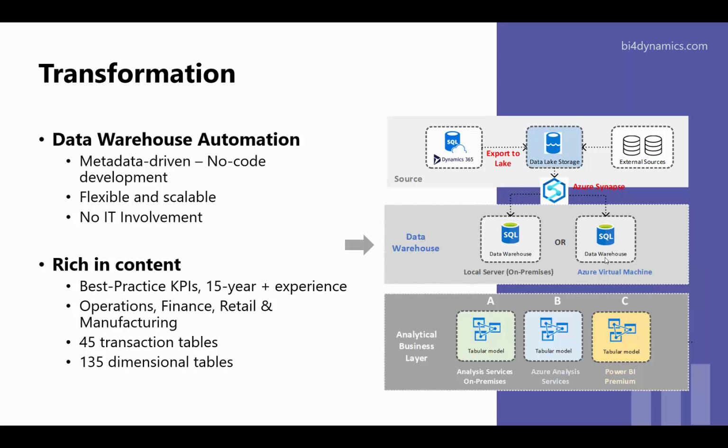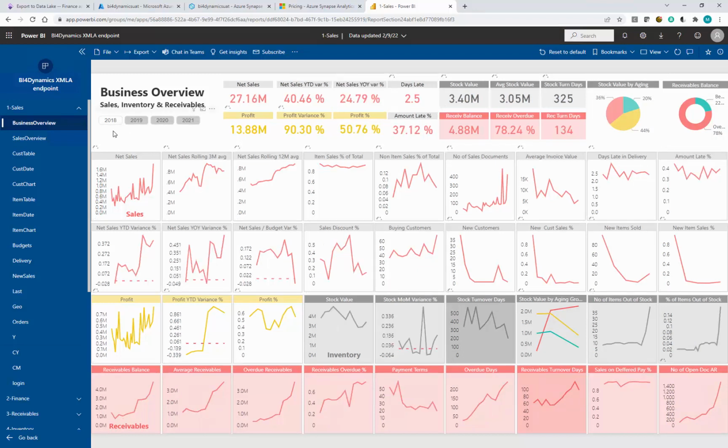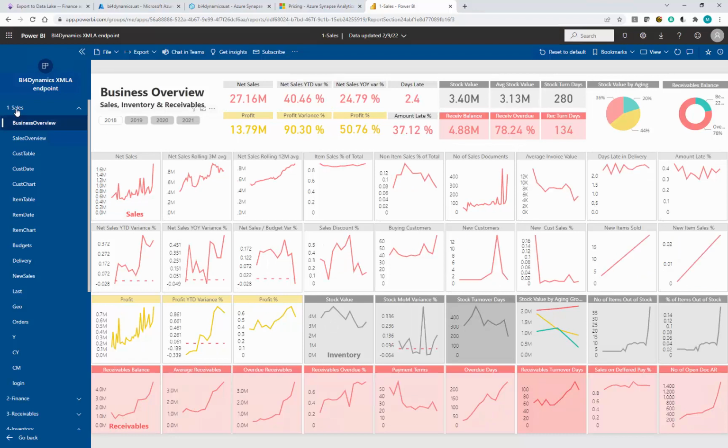We're not going to look into the SQL scripts; however, we're going to look into the content, which is built on 15 years of experience and supports all application areas. So let's have a look into the content now. This would be a starting point for any project, and it means that we are providing this as an out-of-the-box solution. We are going to look into a few application areas, like the sales dashboard, which starts with sales and inventory and receivables.